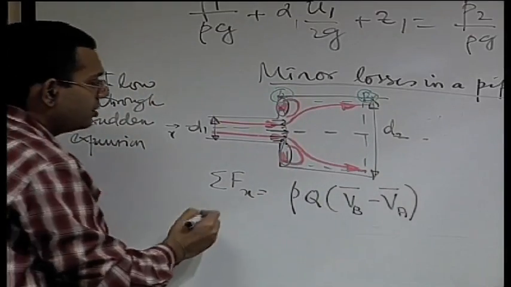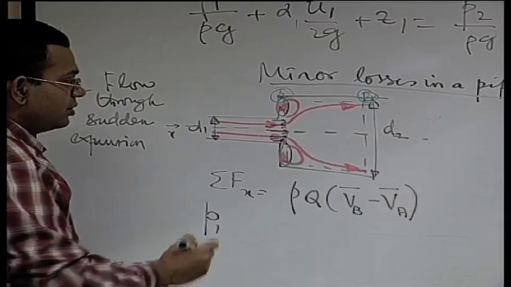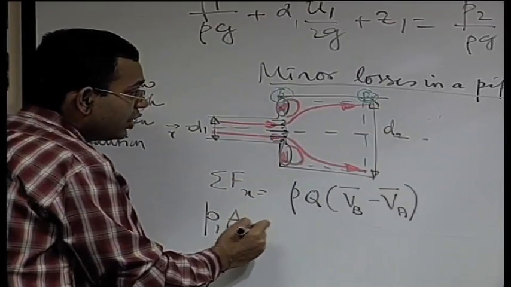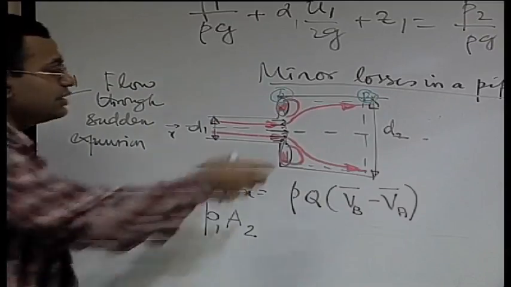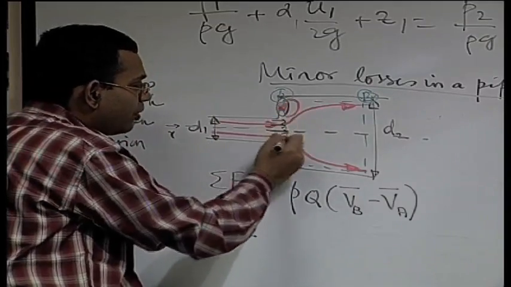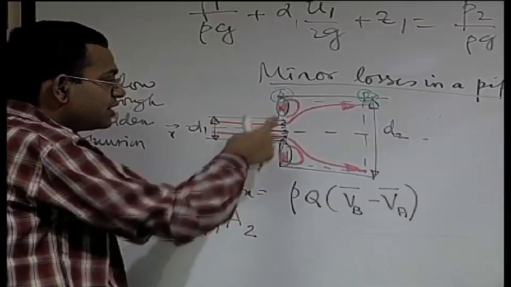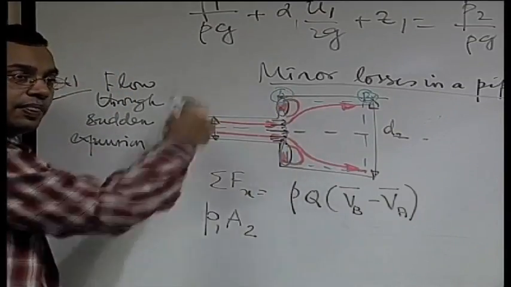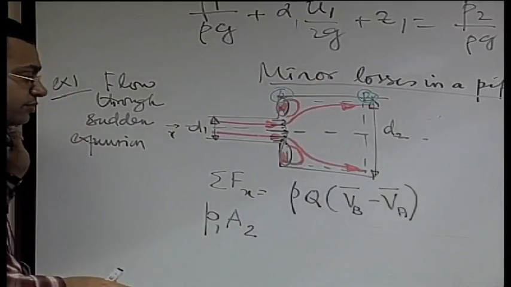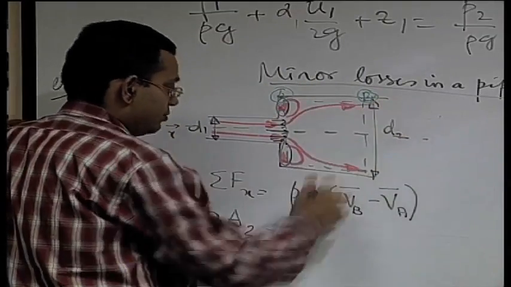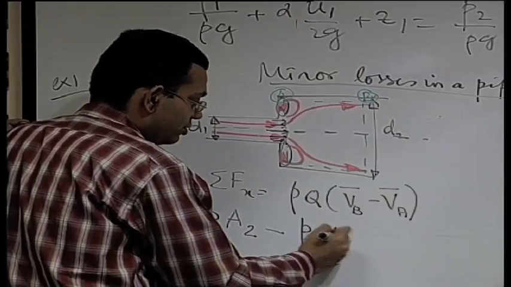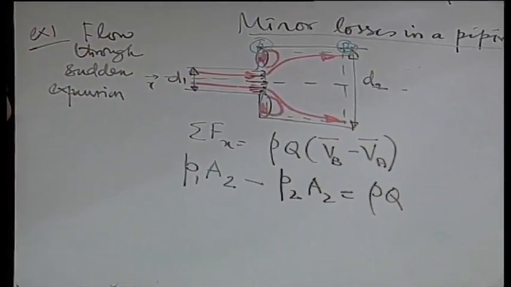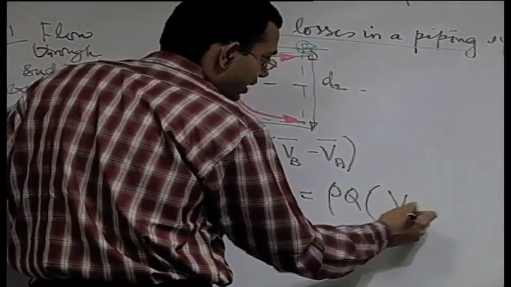So you have P1 into, the entire pressure here is P1 and the area is A2. You have to understand that it is not the area of one but the total area over which this P1 is acting. So it is basically P1 into the area of the section, and the areas of sections A and B are the same. So this minus P2 into A2 is equal to rho Q. Now VB and VA: VB is V2, that is fine.